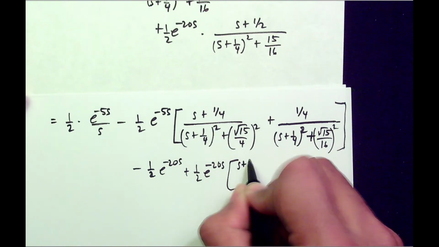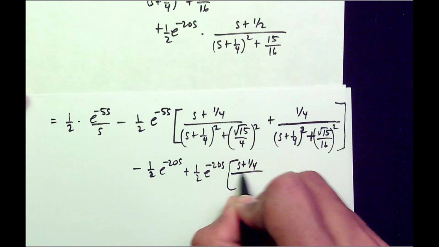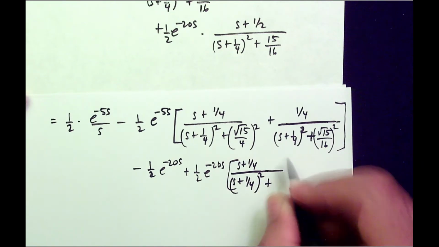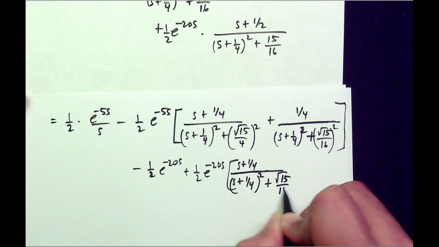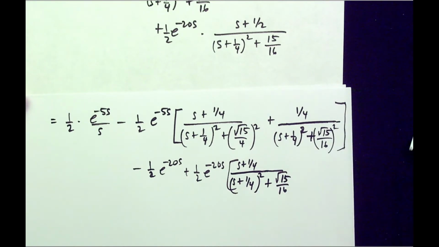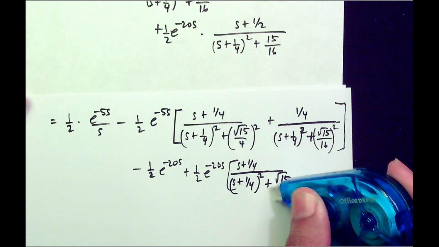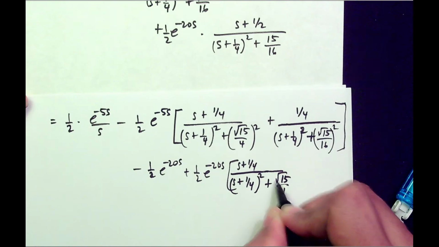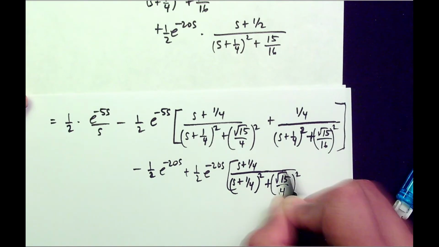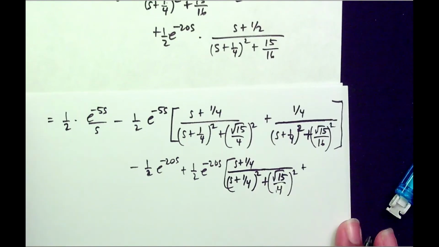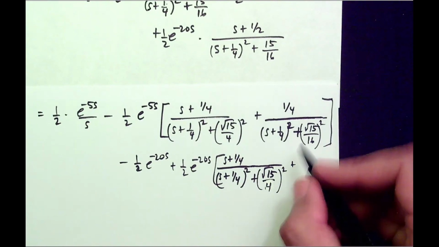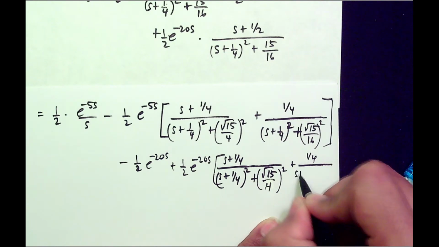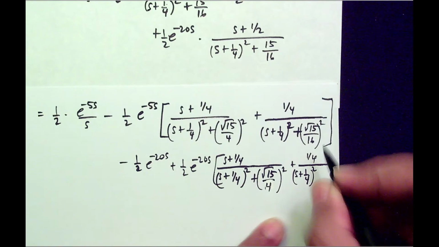So s plus 1/4 over (s plus 1/4) squared plus (square root of 15 over 4) squared plus this one. Okay, it's not going to fit in there, I don't think. Plus 1/4 over s plus 1/4. I'm going to try to make it work.